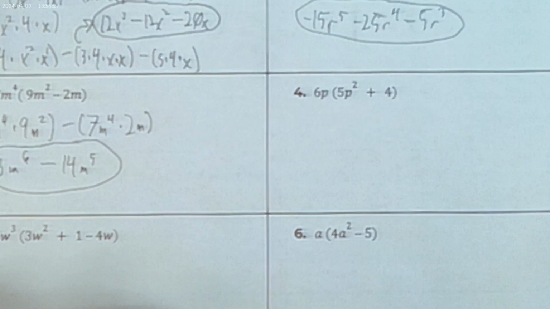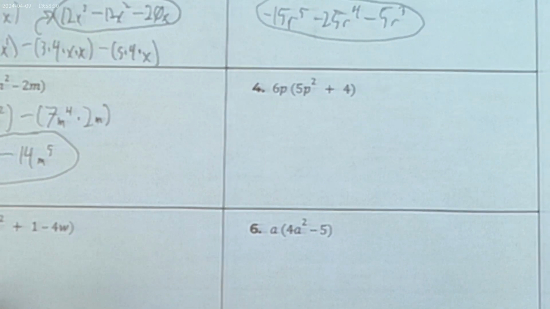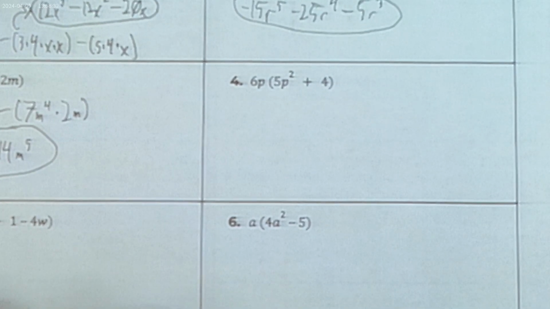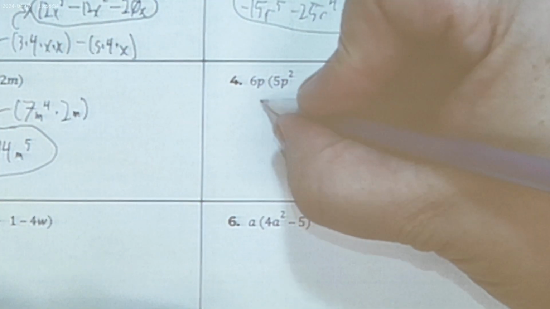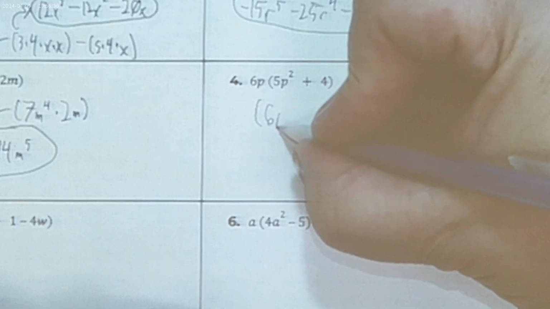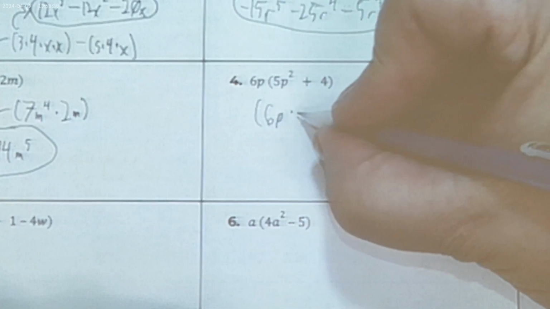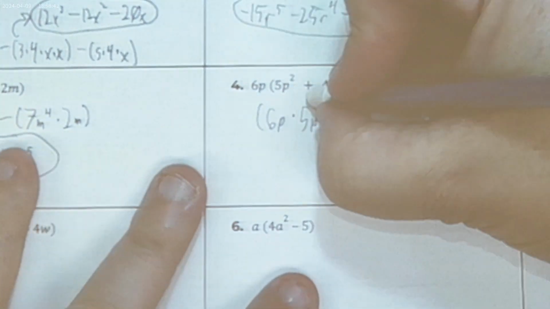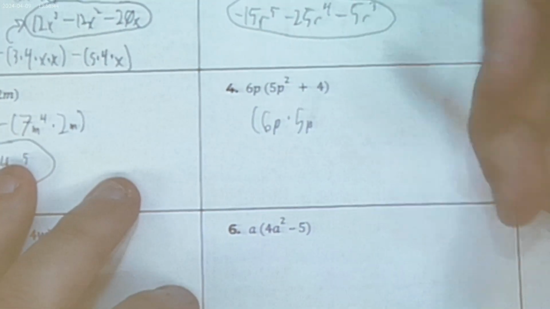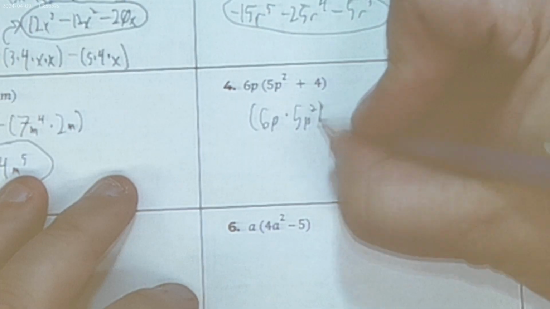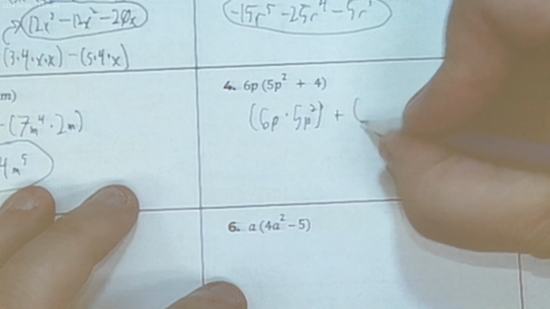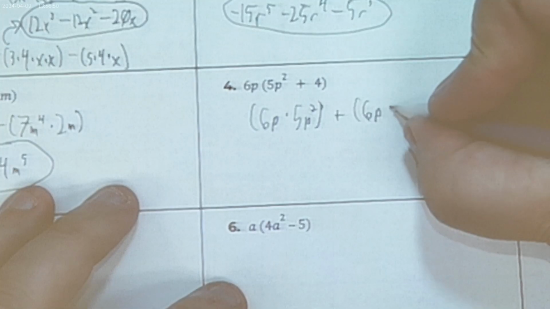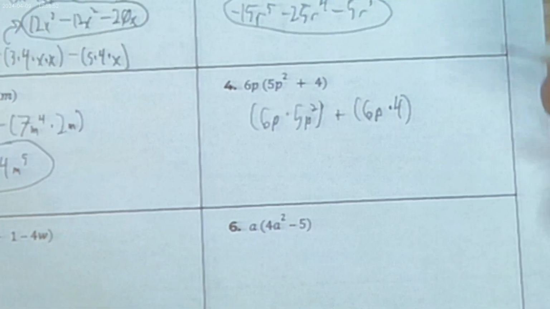All right, this one, again, just kind of like the ones we've been doing. We'll just draw out the multiplication distribution. So 5p squared, not to the 5th, 5p squared plus 6p times 4.